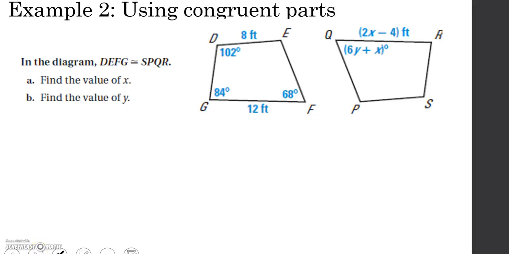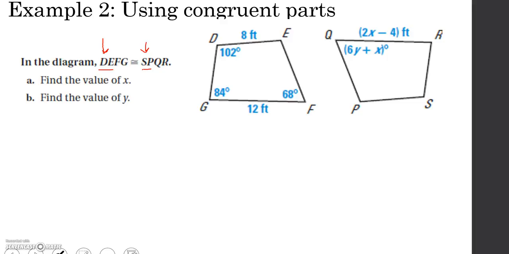All right, so now let's use that to actually solve some problems. In this case, I'm talking about two quadrilaterals, and I can tell from the congruent statement what's congruent to what. So I know that angle D is going to be congruent to angle S, or even that length DE is the same length as SP. And again, I'm telling you that these two shapes are congruent.